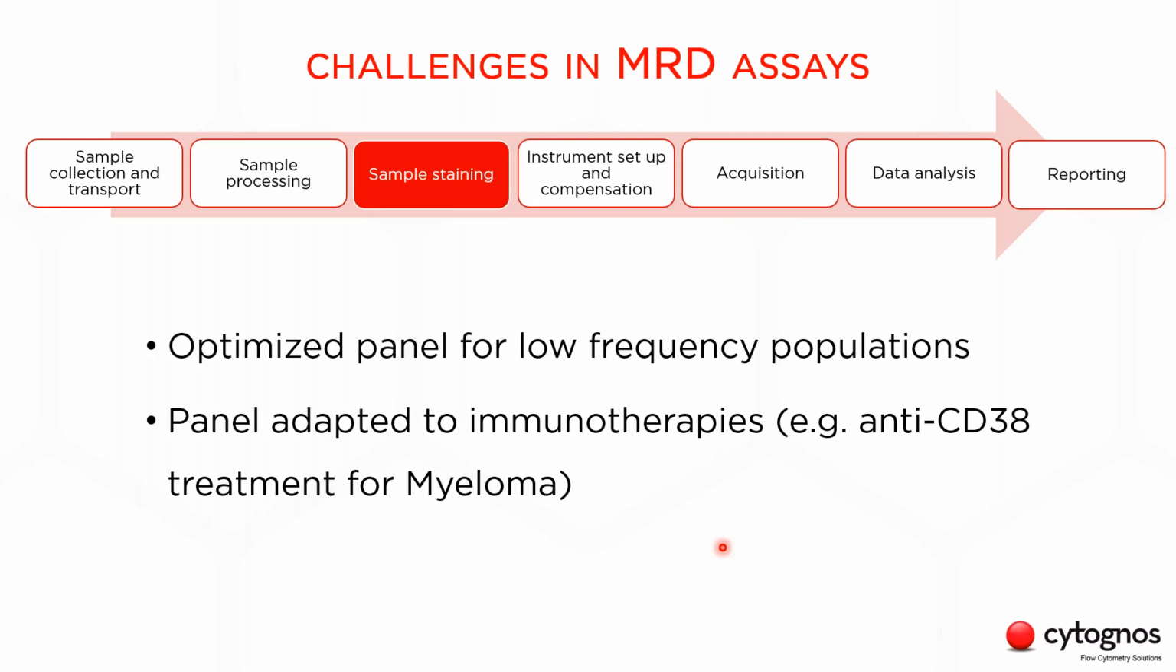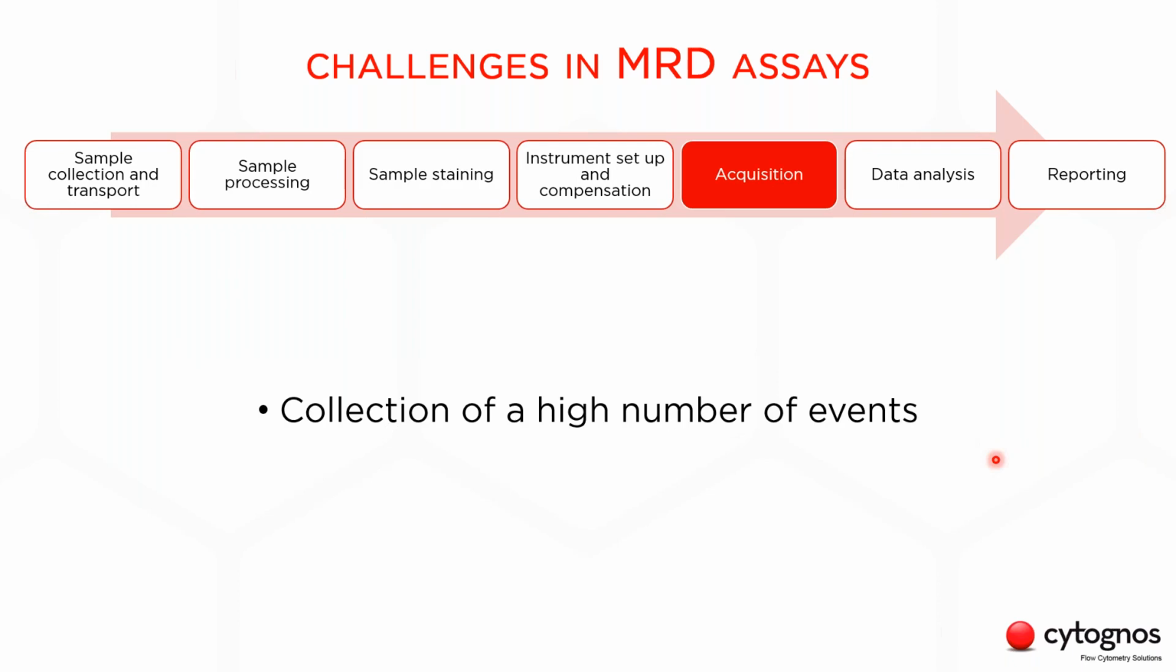We need as well to make sure that our minimal residual disease panels are optimized for detecting the target population at very low levels, and that they are adapted to the immunotherapies that can interfere with expression of certain markers, as in the case of anti-CD38 treatment in multiple myeloma MRD, because the plasma cells can be affected by this treatment. And definitely, we need to make sure that our instrument has the capacity to collect a high number of events relatively fast.